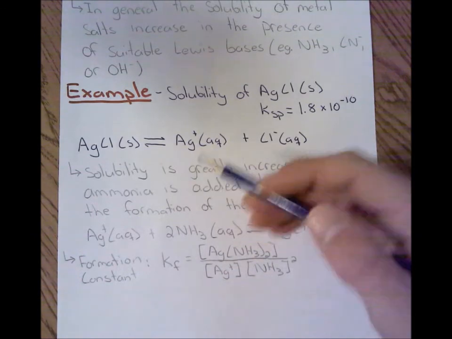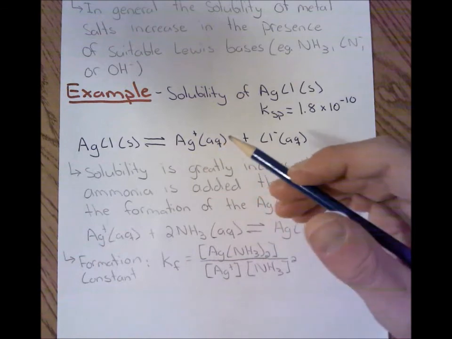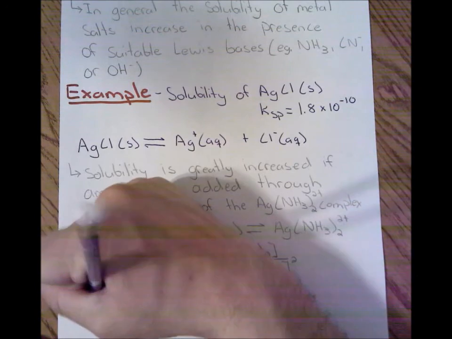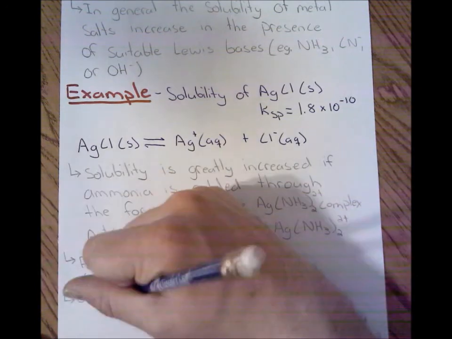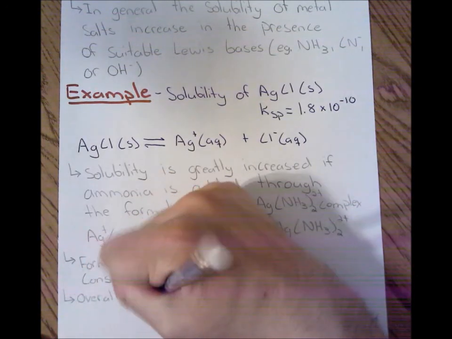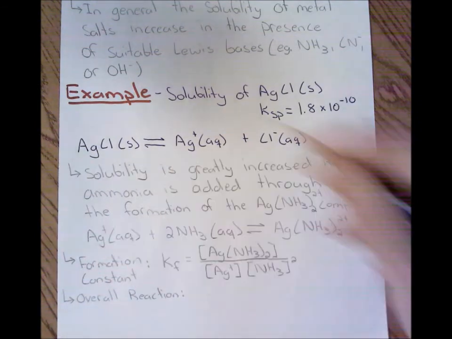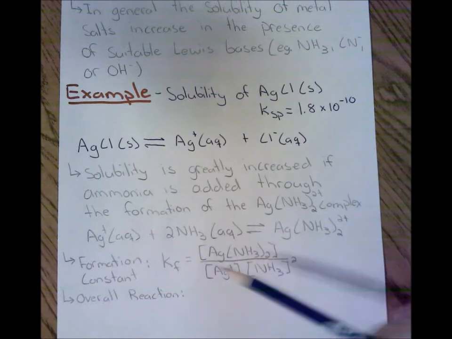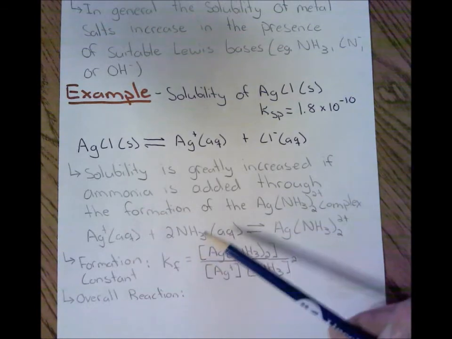We get our silver chloride as a solid to react with ammonia to form, at equilibrium, our metal ion complex and our Cl-. So let me write that equation down.